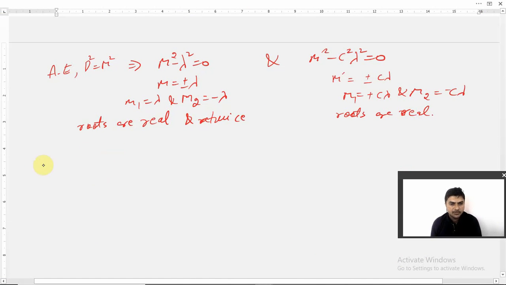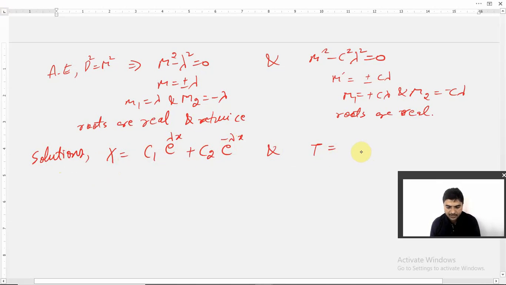Okay. Then what will be the solution? Directly we take the solution here, friends. What will be the solution? We say that x is equal to c1 e raised to m1x, so e raised to lambda x, plus c2 e raised to m2x, so here e raised to minus lambda x. This is the solution. Similarly, with respect to t, what you will get here, friends? It is c3 e raised to c lambda t plus c4 e raised to minus c lambda t. So these two equations we will get.